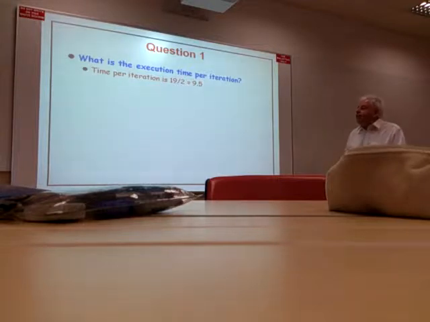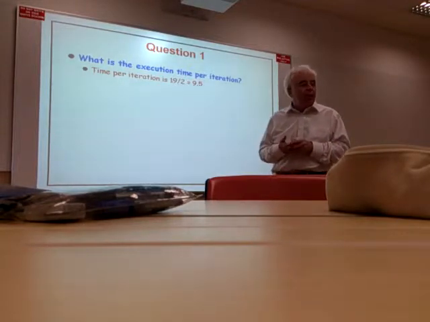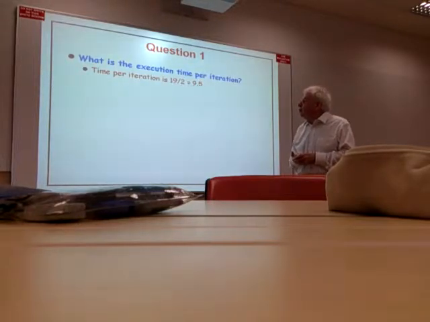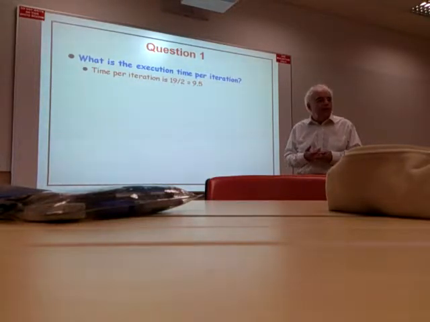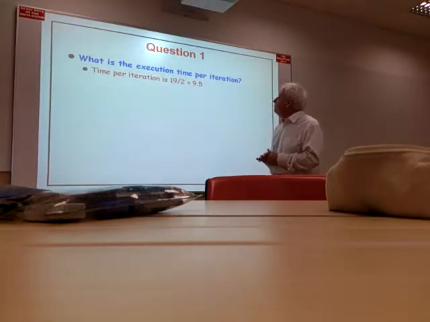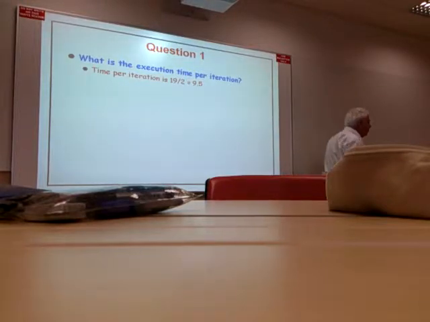So in this case, if we issue two instructions per cycle, we can take the last instruction to execute. The last instruction to execute is in clock cycle 19. So the time of iteration is 9.5 clock cycles.